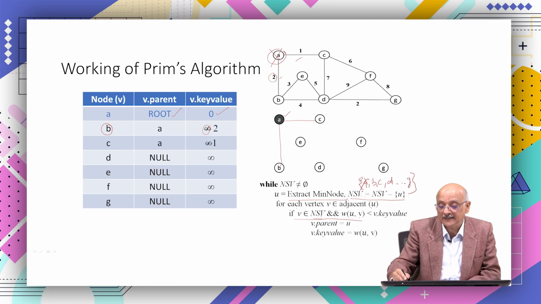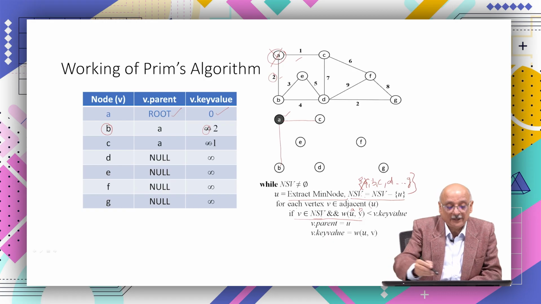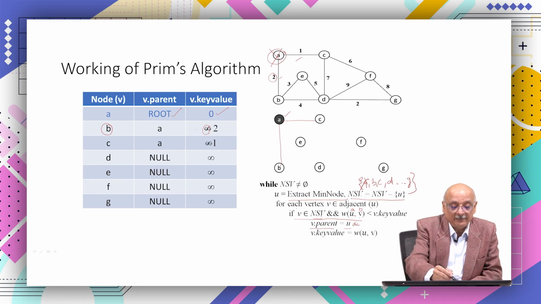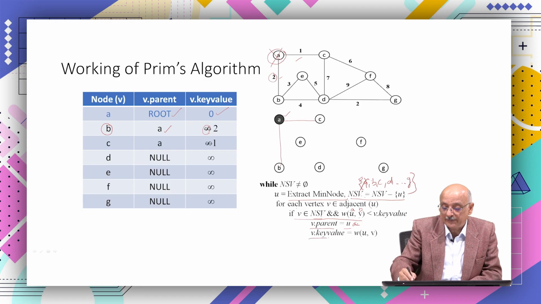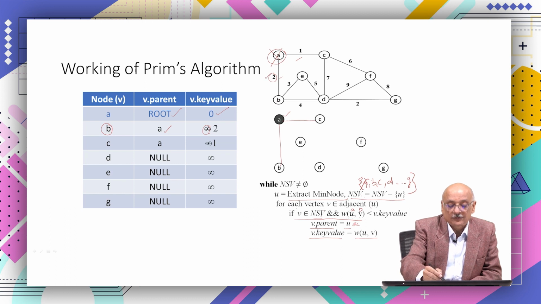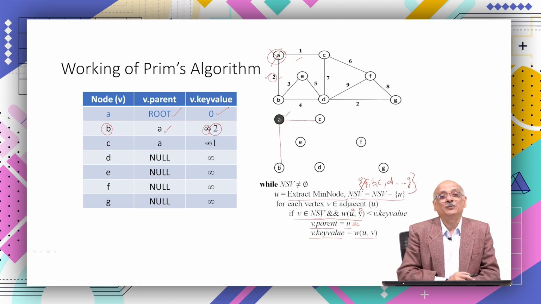U is A, V is B in this particular case. So it becomes U, A, B, which is less than V dot key value. Yes, V dot key value was infinite. All right. Then what you do? V dot parent is made U. What is U? A, right. So it has been made A, and this particular value, that is V dot key value, has been made as the weight of UV. Weight of UV happens to be 2. So it has been replaced by 2.